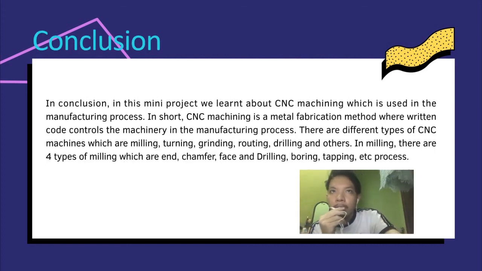Our final slide is conclusion. In conclusion, in this mini project we learned about CNC machining, which is used in the manufacturing process. In short, CNC machining is a metal fabrication method where written code controls the machinery in the manufacturing process. There are different types of machines, which are milling, grinding, routing, drilling and others.